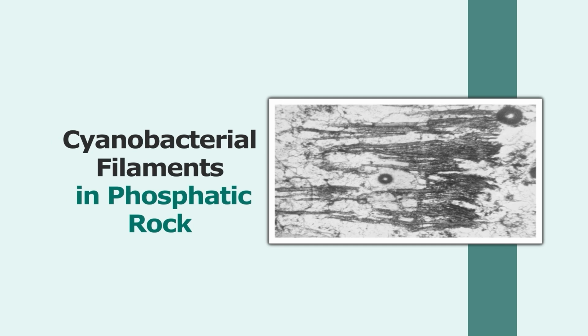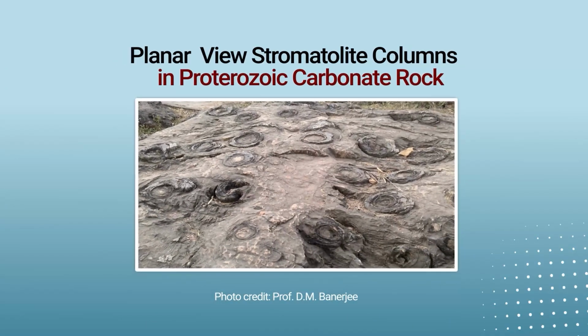At the bottom is a laminated algal body, and at the top is a columnar structure. These rocks also contain cyanobacteria filaments, very minute, fine-grained minerals, and they are very small in nature. They also get preserved in some of the phosphatic rocks. It is a very interesting planar view of a stromatolite column in Proterozoic carbonate rock. You can see the round surface.